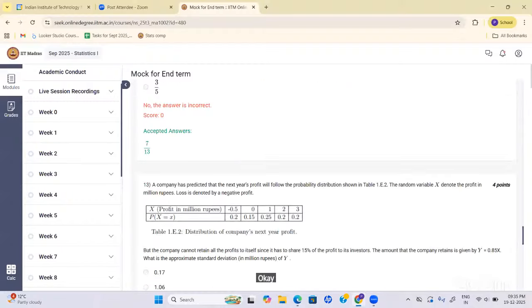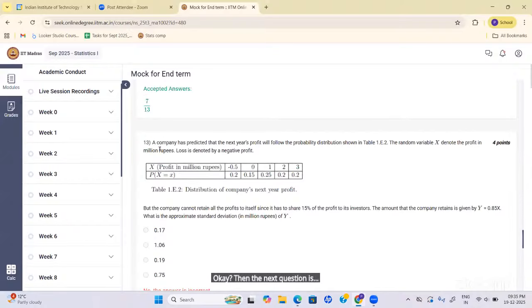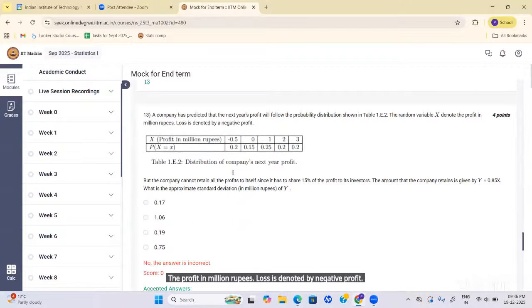Okay. Then the next question is, a company has predicted the next year's profit will follow the probability distribution shown in the table. The random variable X denotes the profit in million rupees. Loss is denoted by negative profit. So this distribution of X is given, but the company cannot retain all the profits to itself since it has to share 15% of the profit with its investors. The amount that the company retains is given by y equals 0.85x. So what is the approximate standard deviation in million rupees of y?